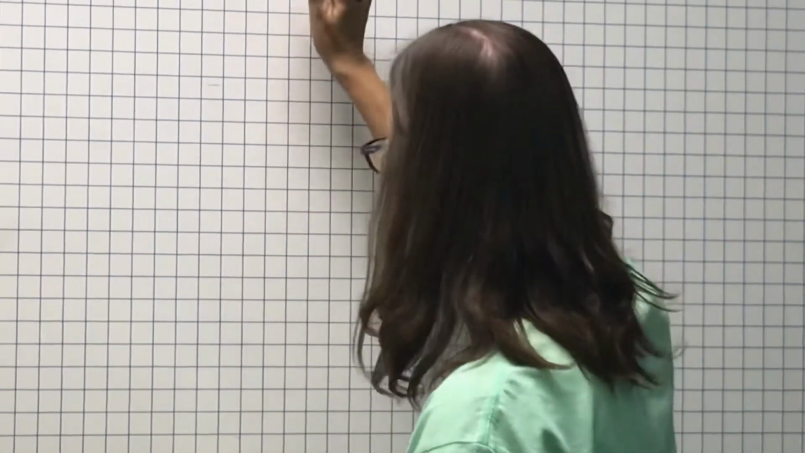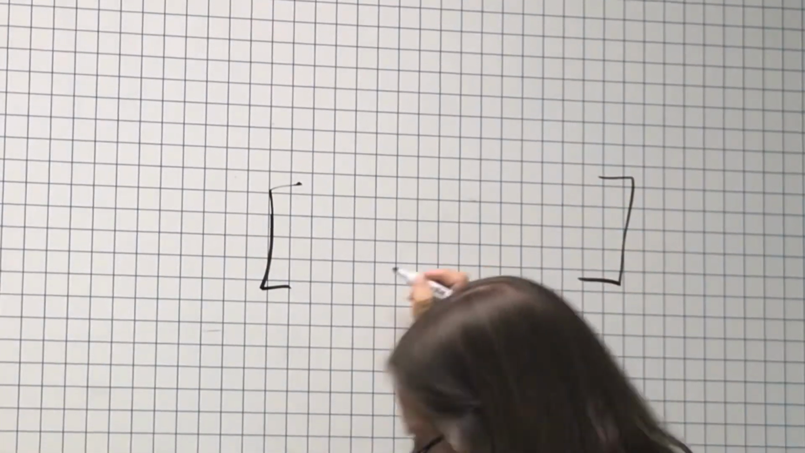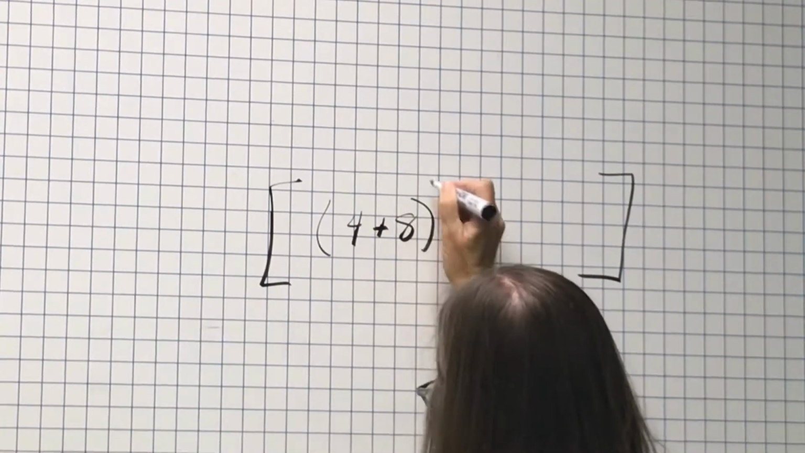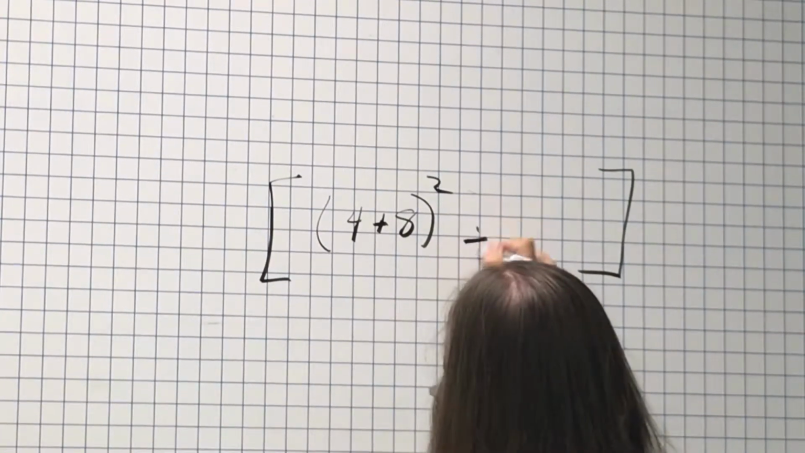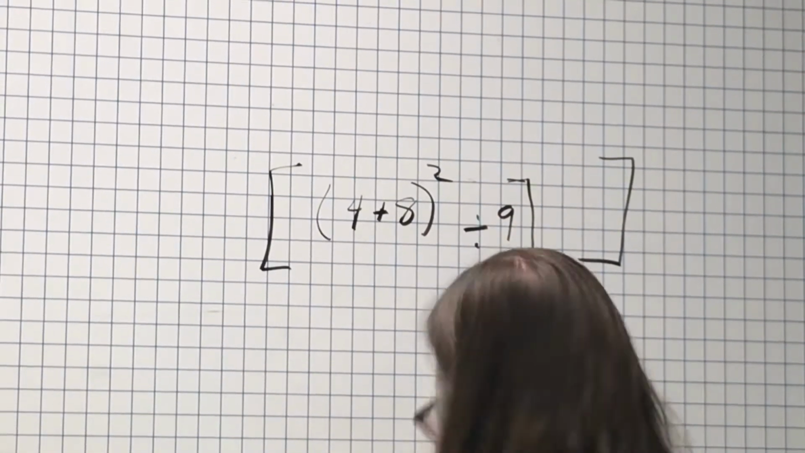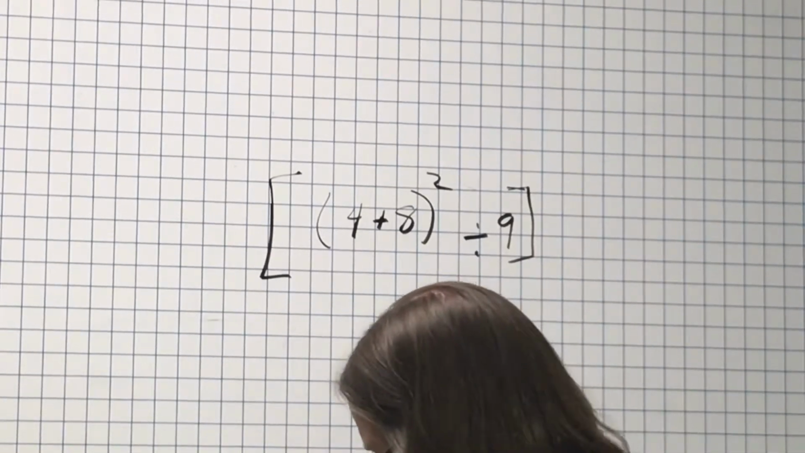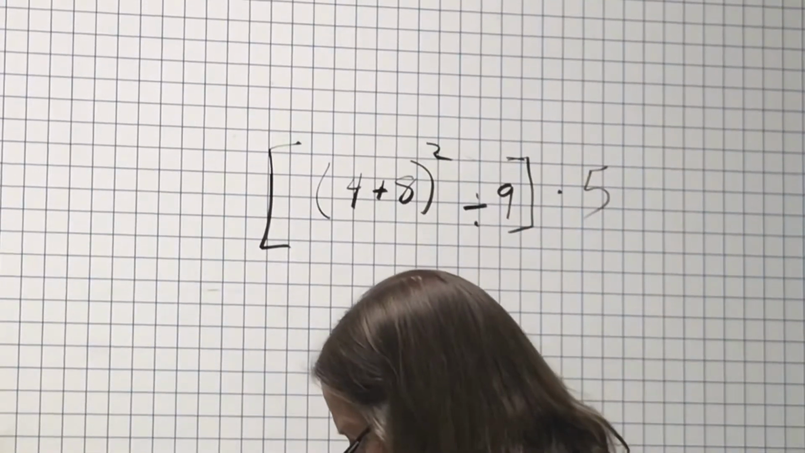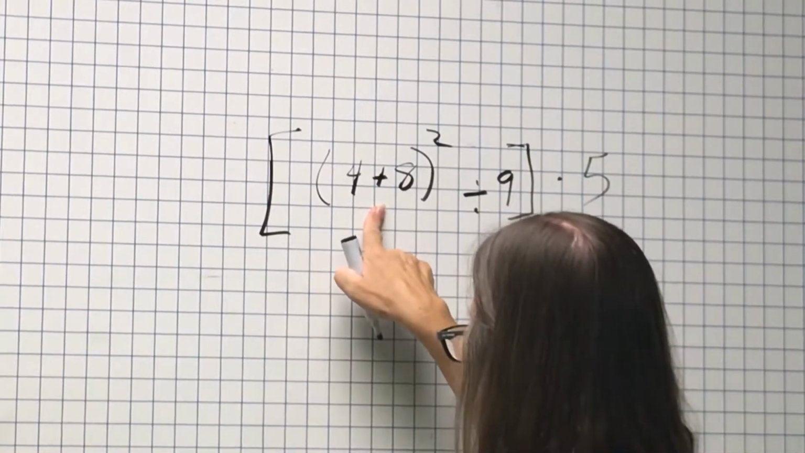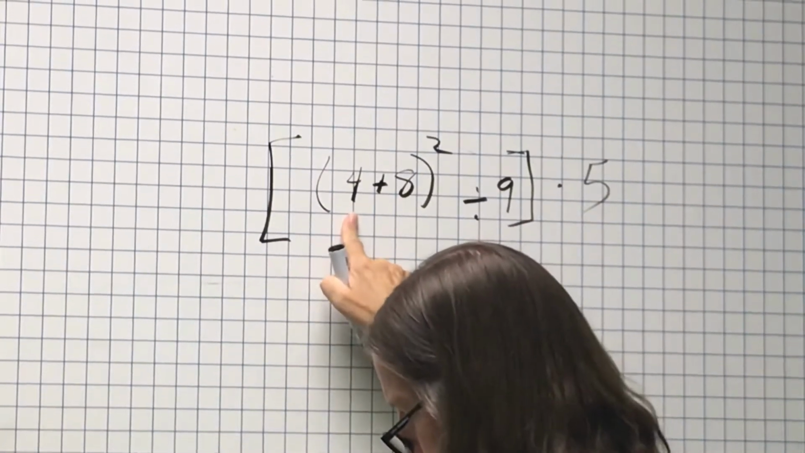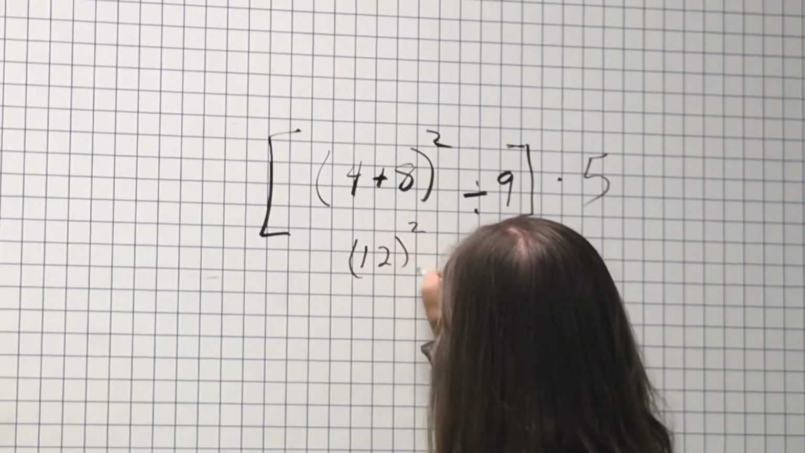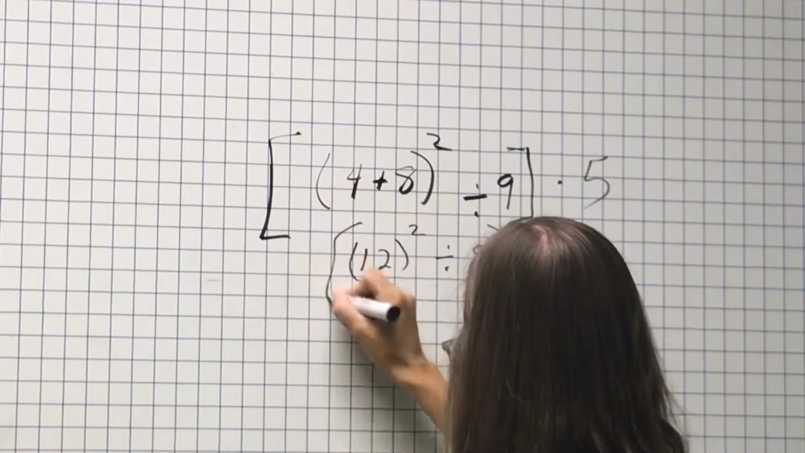Example 2, we have brackets, and that's just parentheses outside of the parentheses. Then we have a parenthesis, 4 plus 8 squared divided by 9, bracket closed. And then we're going to multiply the whole thing by 5. And if you'll look, they went from left to right. And the first thing they did was there's some parentheses here. So we're going to do the parentheses. 8 plus 4 was 12. And then that is squared. Divided by 9. And then the whole thing is times 5.